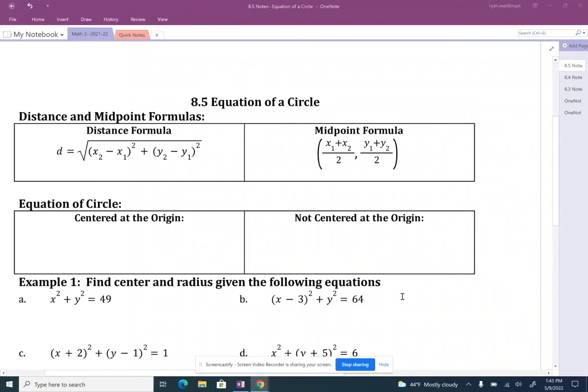Hello, welcome. This is 8.5, equation of a circle. And we start out with a couple of formulas that we're going to need.